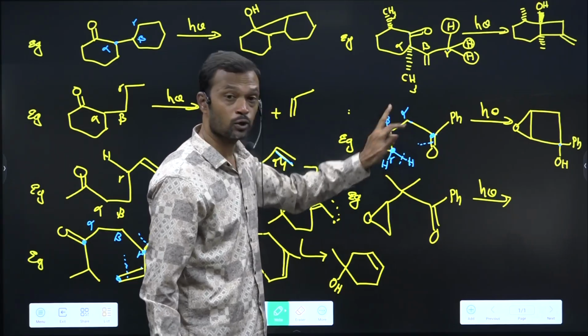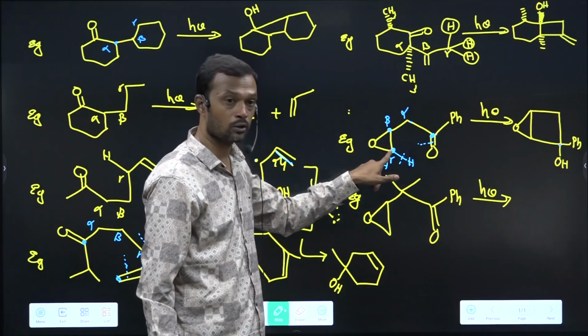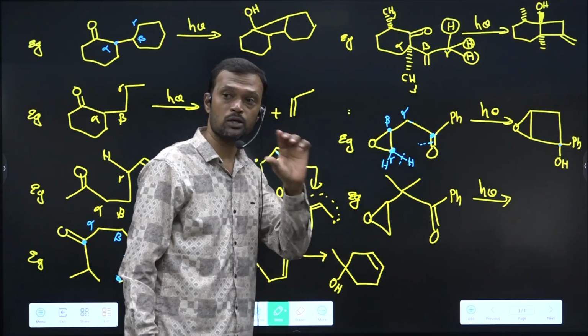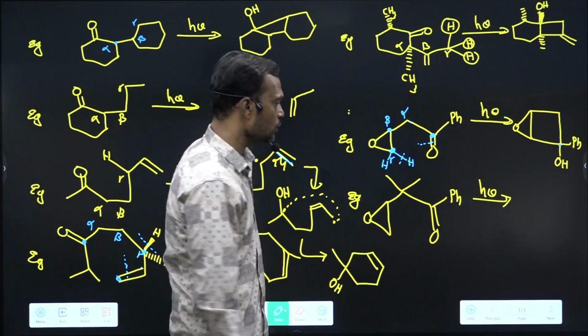sp3. Suppose if I do Norrish type 2, what is your answer? You will get sp2 or not? You will get a double bond. So creating a double bond in a 3-membered ring does not exist. That's why you will get cyclobutanol. And here also the answer remains the same.